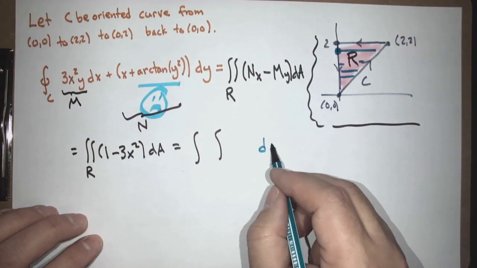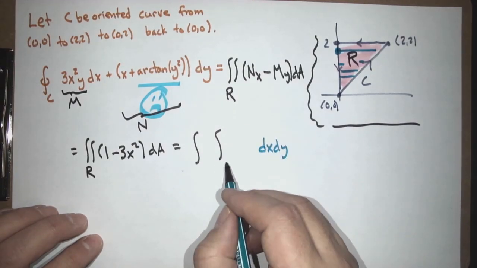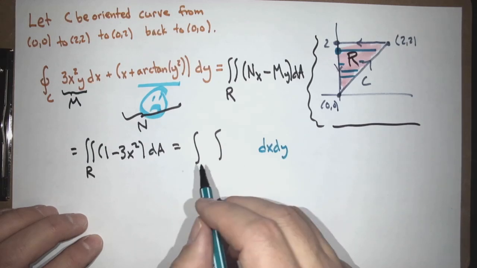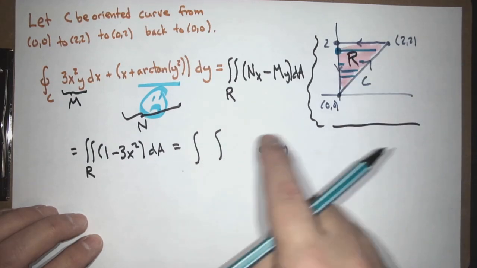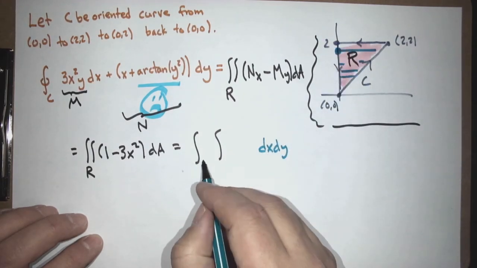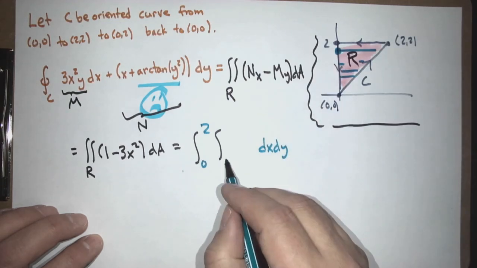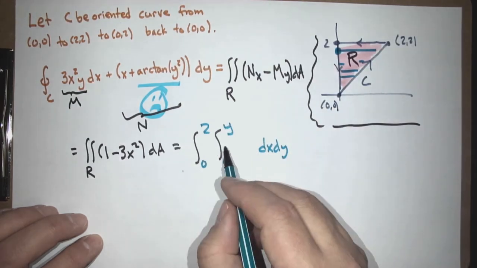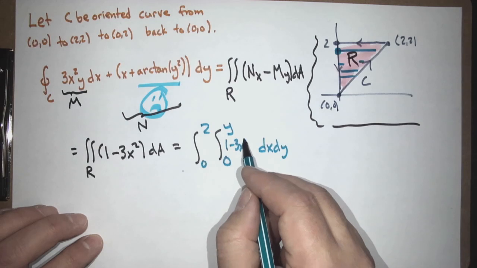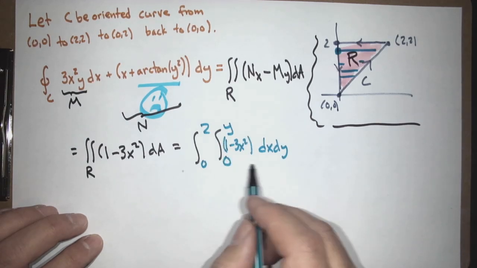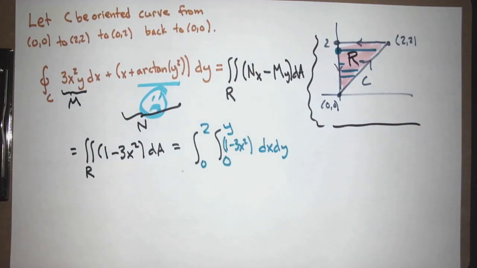If we can get 0 involved, we do it. So we're going to go dx dy. So where does y go from? 0 to 2. Where does x go from? 0 to y. And then it's 1 minus 3x squared. Well, what's the integral of 1 minus 3x squared with respect to x?